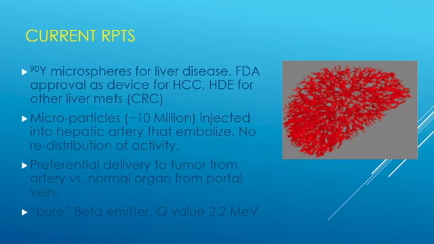So it's a pure beta emitter with almost no associated photons, and its Q value is quite high for a beta, 2.0.